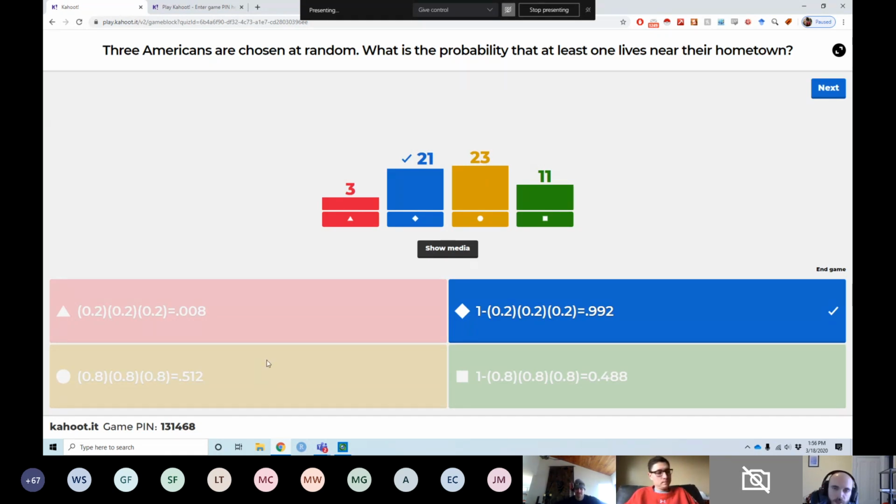So anytime you see the words "at least one," just find the probability of none, and then subtract it from 1, and it'll give you what you want.